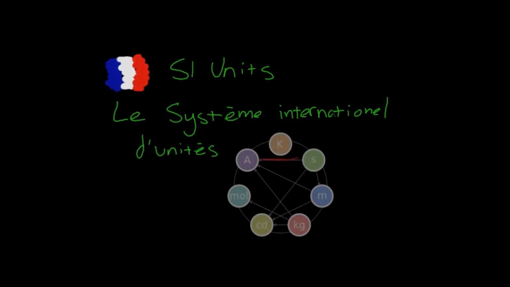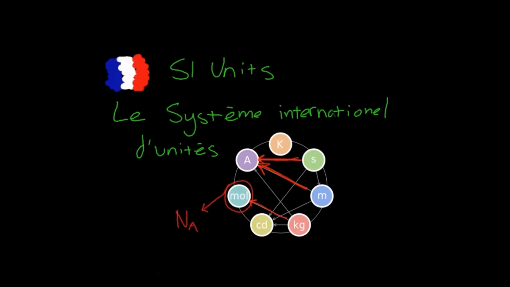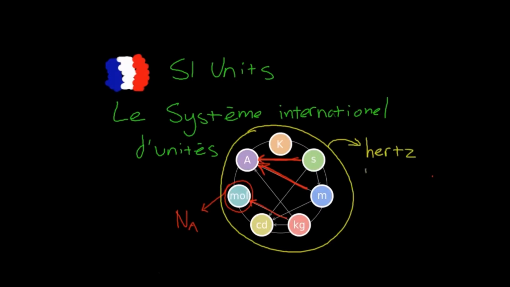It consists of 7 units: the kilogram, second, ampere, meter, Kelvin, mole, and candela. From these, important constants like Avogadro's number can be established, and with a combination of many SI units, others such as Hertz, Watts, and the Tesla can be made.